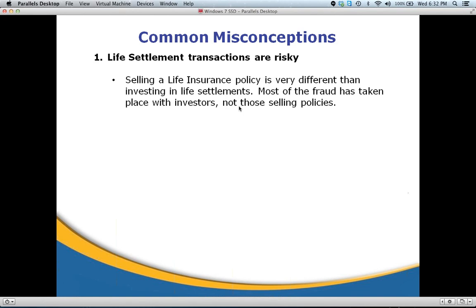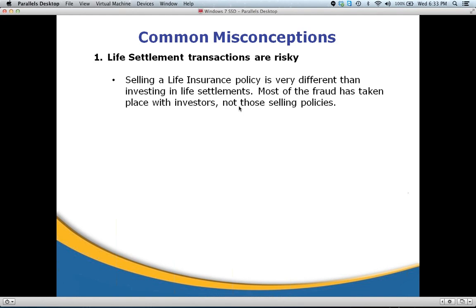So let's cover a couple common misconceptions about life settlements. Life settlements have gotten a bit of a bad rap in some ways. People saying they're risky or there's a lot of fraud going on with them. Well, the truth is that selling a life insurance policy is very different than being the investor and buying them. Most of the fraud and the bad stories you've heard about have taken place on the investor side, not those selling the policies. When you sell the policy, your money goes in escrow, you get your cash, they get the policy, you walk away, and you never have to deal with them again. So it's a very safe, regulated, pretty simple transaction.